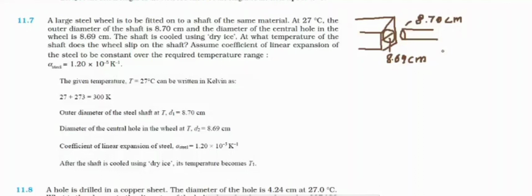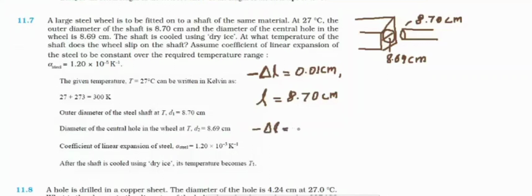As the size of the shaft is greater than the diameter of the hole, you cannot insert the shaft into the hole. If you want to insert it, its diameter has to be decreased by 0.01 centimeter, which can be taken as delta L. So we consider it a decrease, so minus delta L is equal to 0.01 centimeter, and its original size L is equal to 8.70 centimeter.